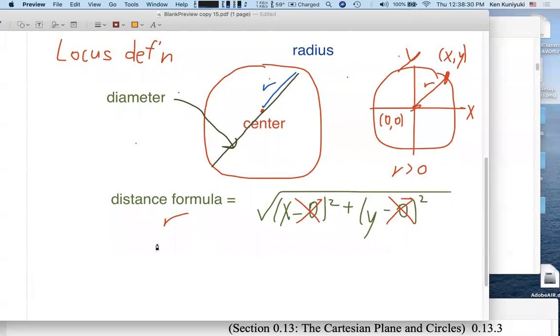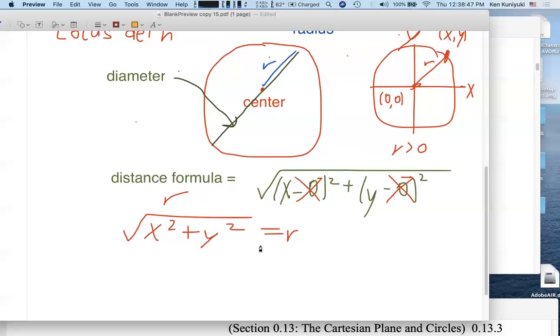So far, I have this as a proposed equation for the circle. I'll turn this around. I have the square root of x squared plus y squared equals r. You could say that that's an equation that represents this circle of radius r centered at the origin. But we don't like the square root over here, so we're going to square both sides.